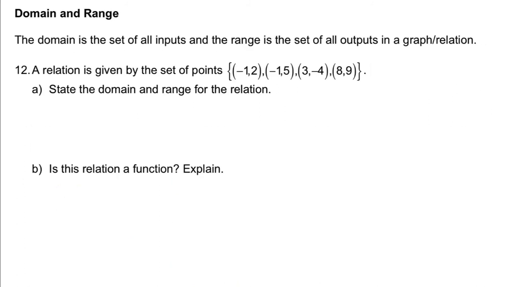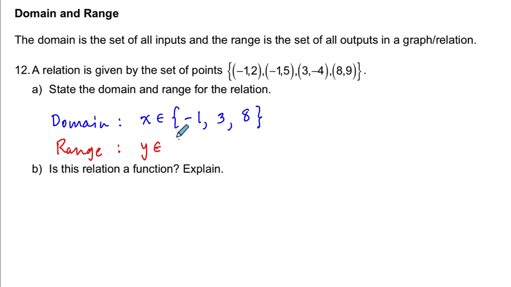In math, we study sets. The domain is the set of all the input values, and the range is the set of all the output values in a graph or relation or function. So here we have a relation given by a set of points, and the domain is going to be contained in the set, that's what that curly bracket means, of -1, which we don't need to write twice, and 3 and 8. The range will be the set of all the y-coordinates, and if we take a look, we see that the y-coordinates are not all in order, so we do like to list them in order, starting with -4, and then 2, 5, and 9.